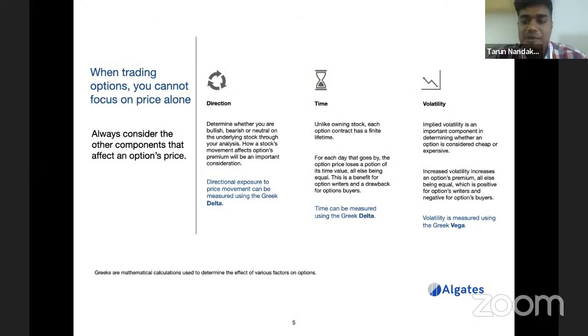So coming back to the premium component, can you talk about choosing the wrong expiry or maybe even the right expiry? Because that certainly has to be introduced to option trading beginners.